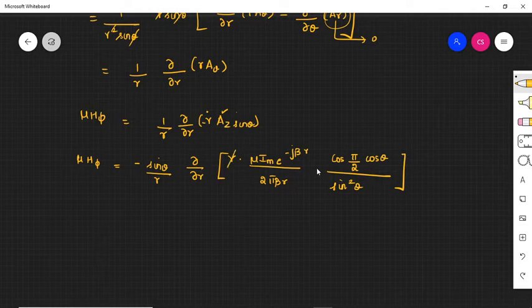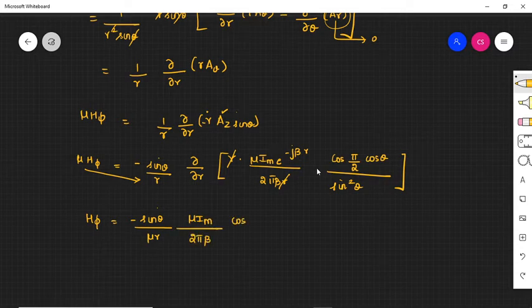So let us try to cancel out the possible terms. So we can cancel this r and r which is present here. So I'm going to find H phi, which is your magnetic field component. So I will have H phi here. I'll bring this mu to the left hand side. So this becomes minus sine theta divided by mu into r. We are differentiating with respect to r. So we will have the r components alone inside. Let us try to bring all other components outside. So it is mu I_m divided by 2 pi beta cos of pi by 2 cos theta divided by sine square theta, and dou by dou r of, the r term is e power minus j beta r.